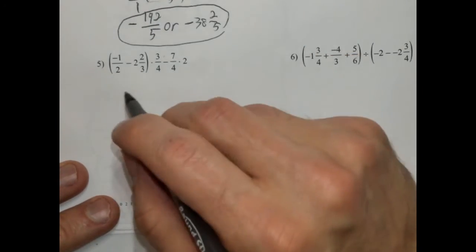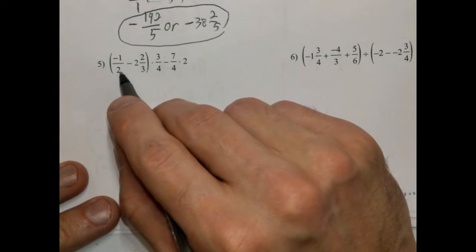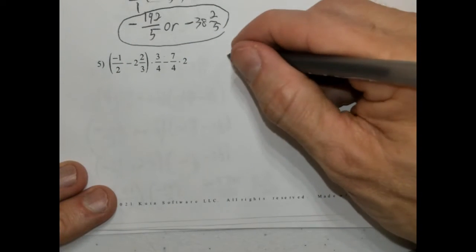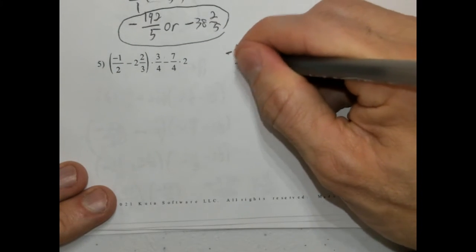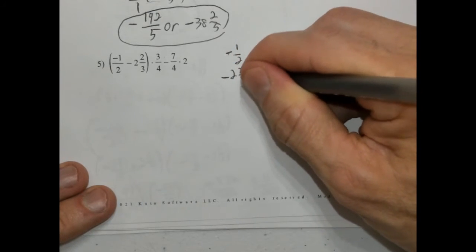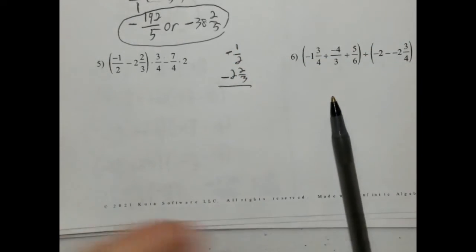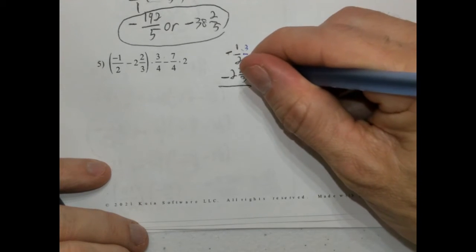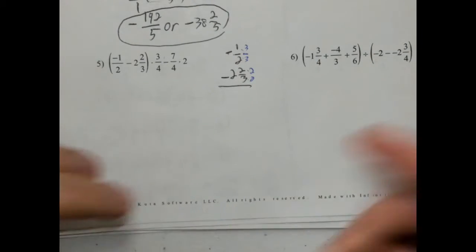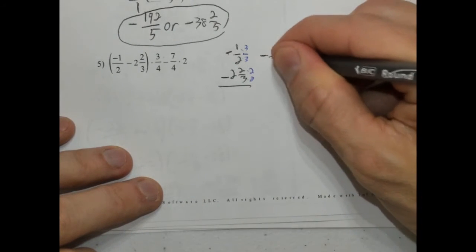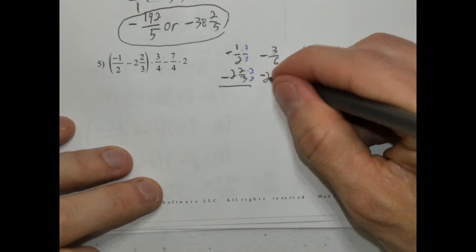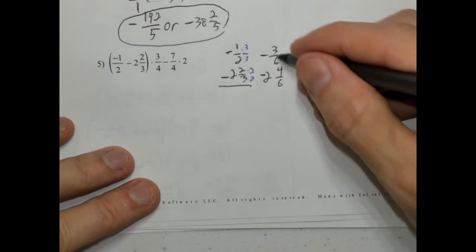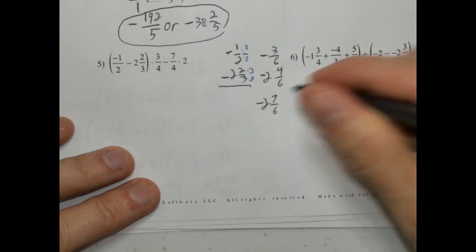Okay, let's do the work inside the parentheses. So negative 1/2 minus 2 2/3. We want these to have the same denominator, so we're going to multiply this by 3/3 and multiply this by 2/2, and we're going to get negative 3/6, and this would be negative 2 4/6. So they're both negative, so we can add together and keep the signs. So this would be 7/6, so negative 2 7/6.